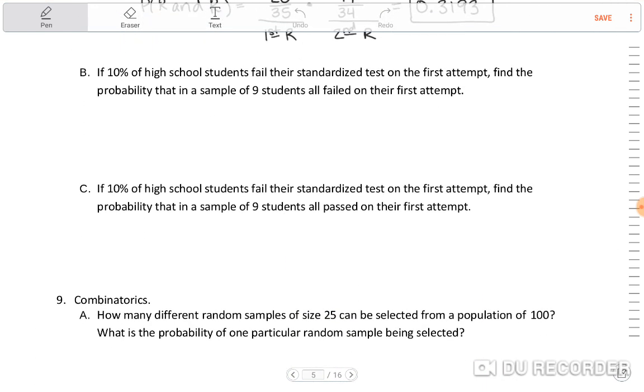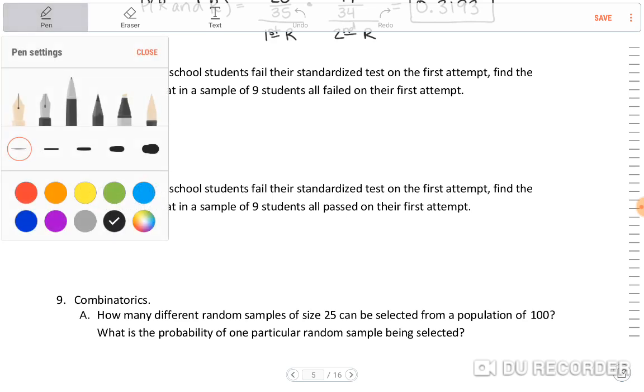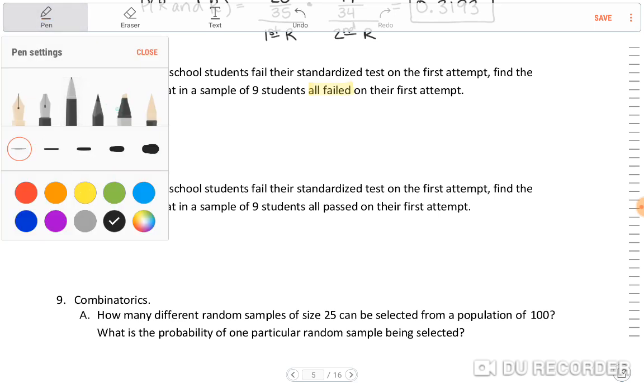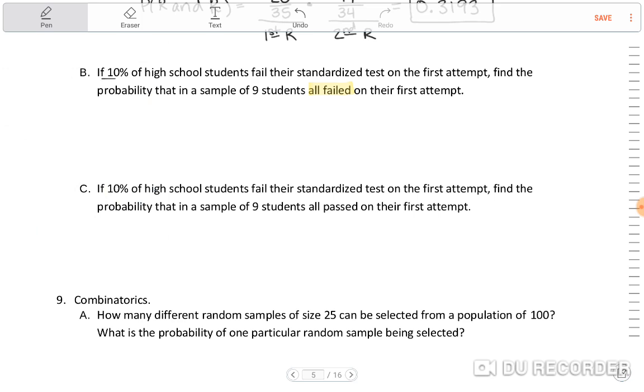If 10% of high school students fail their standardized tests on the first attempt, find the probability that in a sample of 9 students, all failed on their first attempt. Okay, all failed. Well, let's see here. What's the probability of failing? It says 10% of students fail, right? So 10% of students fail.